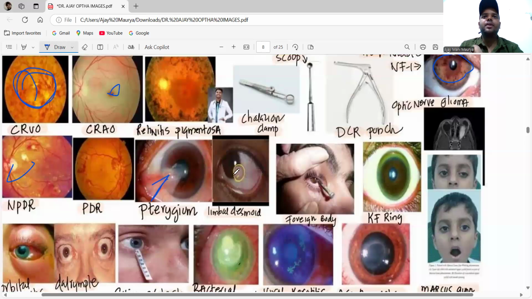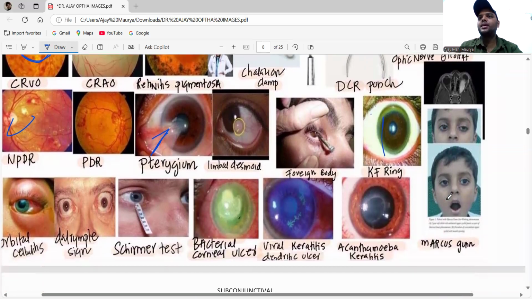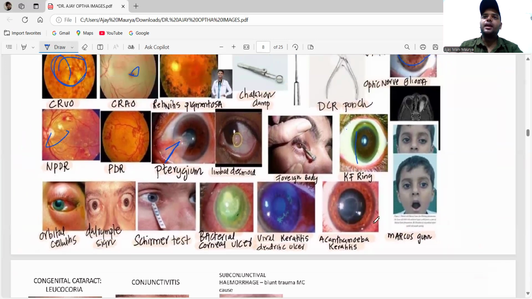This is the limbal dermoid. This is the foreign body. This is the KF ring seen in Wilson disease. This is the Chagas, Marcus Gunn appearance. This is the acanthamoeba. This everyone knows. This is the Schirmer test for dryness. Orbital cellulitis.